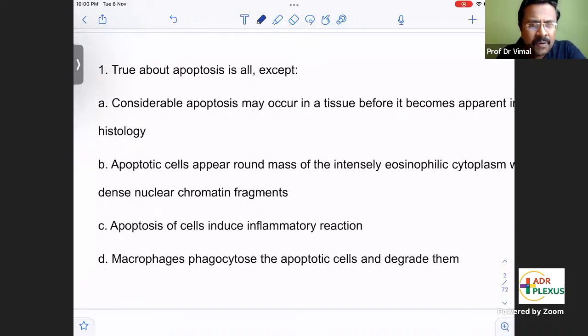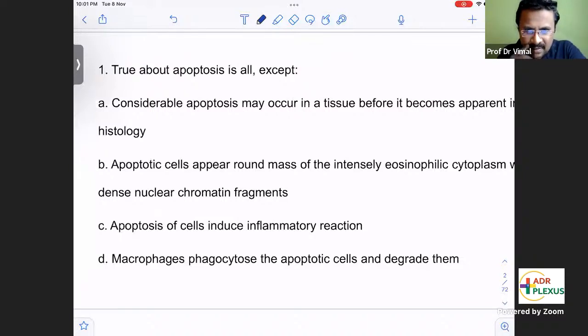Considerable apoptosis may occur in a tissue before it becomes apparent on histology. Apoptotic cells appear as a round mass of intensely eosinophilic cytoplasm with dense nuclear chromatin fragments. Apoptosis of cells induces an inflammatory reaction. Macrophages phagocytose the apoptotic cells and degrade them.